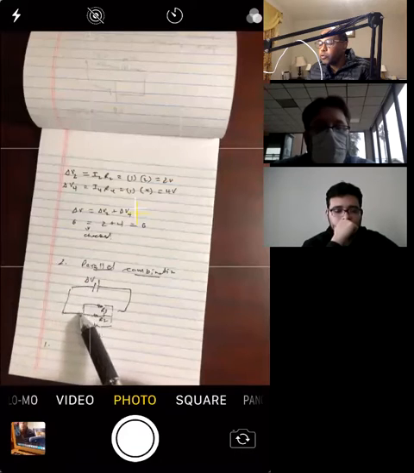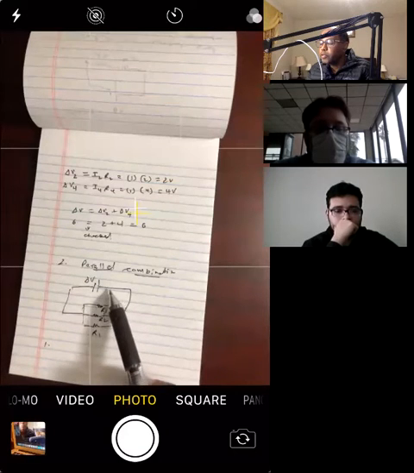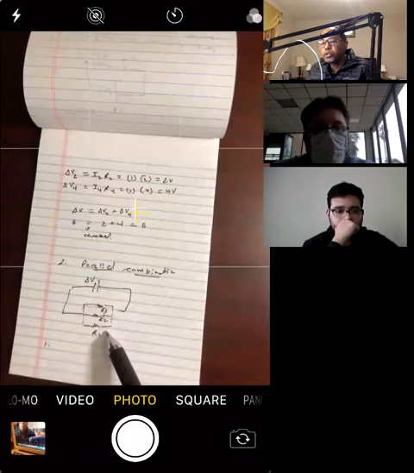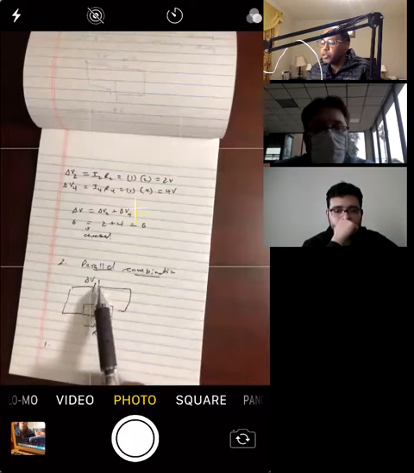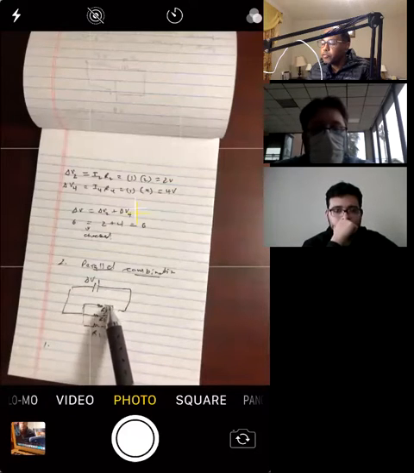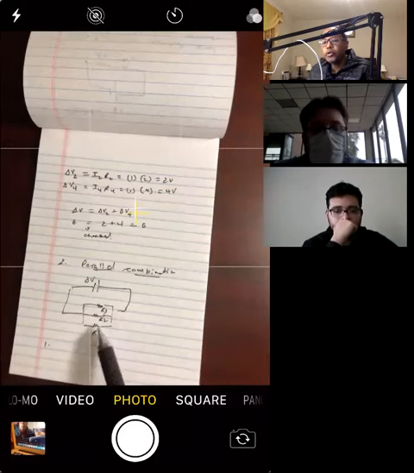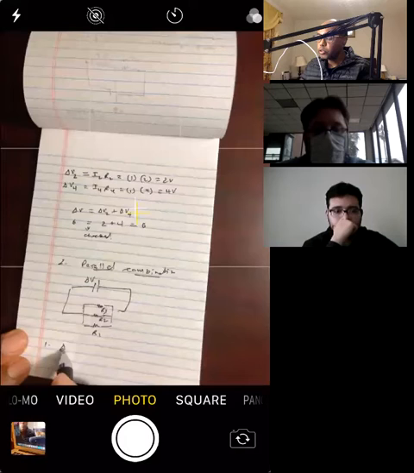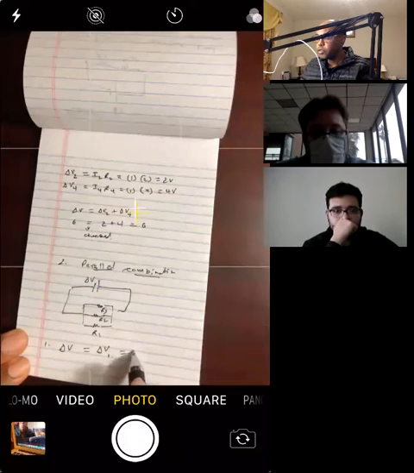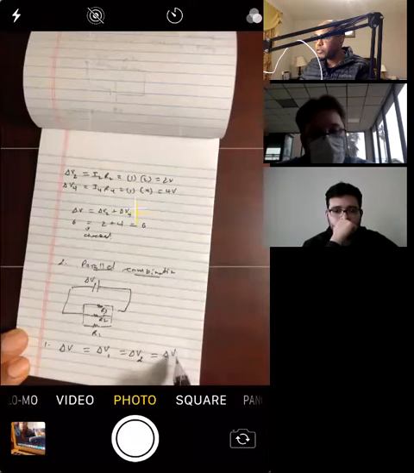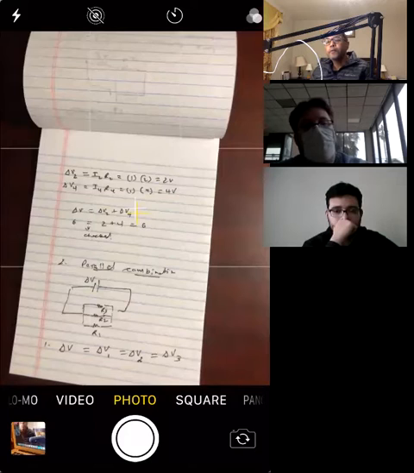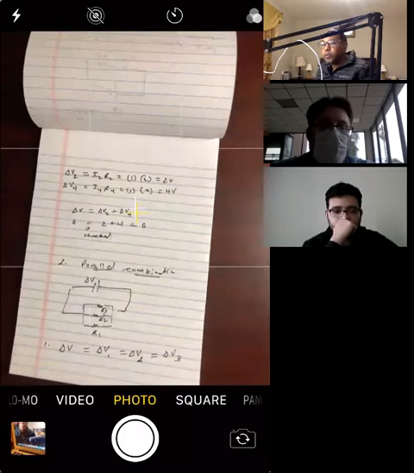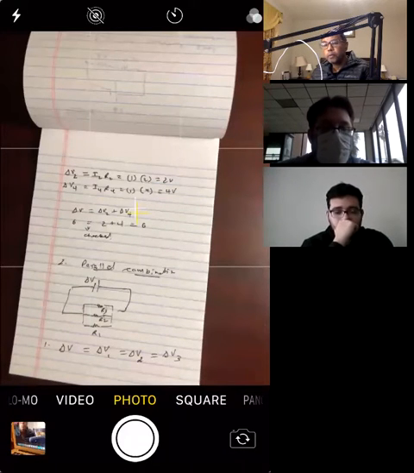So all these points over here are at the same potential. On the other side, all these points are at the same potential. So that tells you that this potential difference, this potential difference, and this one are equal. So the first property is that the total potential difference equals the potential difference across resistor 1, equals the potential difference across resistor 2, equals the potential difference across resistor 3. So if resistors are connected in parallel, all the potential differences are equal.